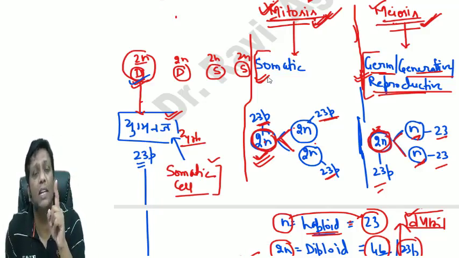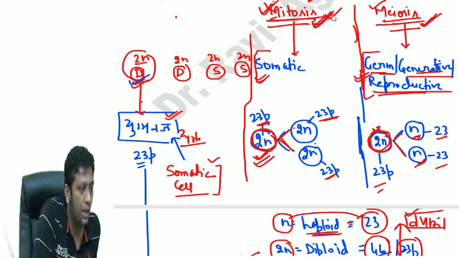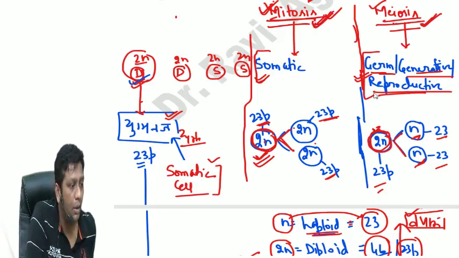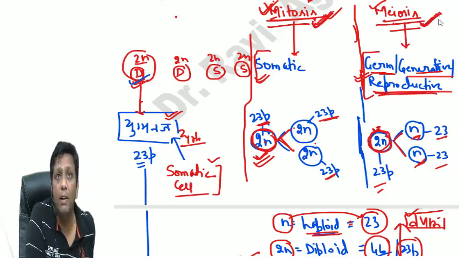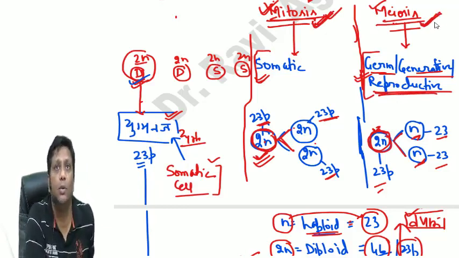Everybody clear? Somatic cells divide through mitosis, and the number of chromosomes stays the same. Reproductive cells divide through meiosis, and the number of chromosomes becomes half. This is the difference and the overall concept.